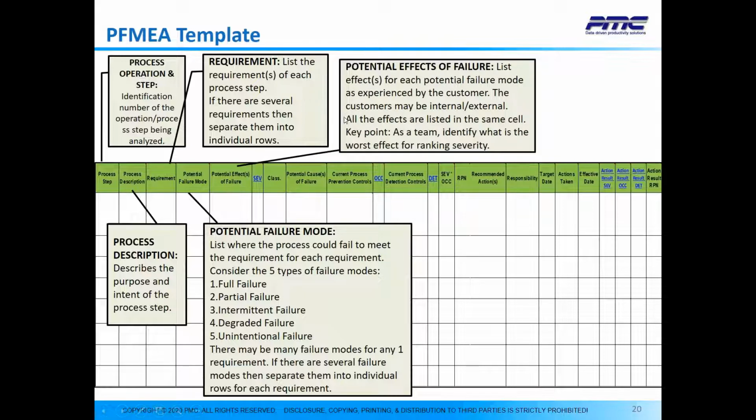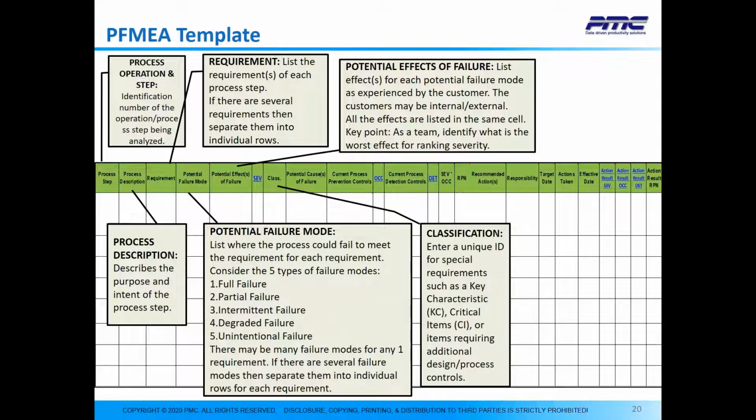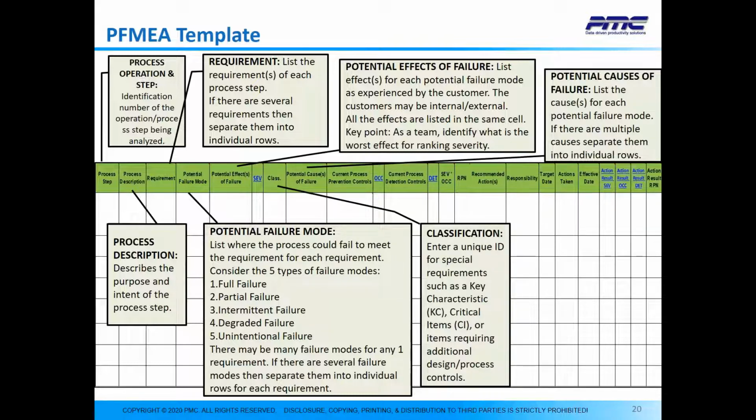The next one is the effects. You have to list the effects for each potential failure mode as experienced by the customer. The customers may be internal or external. All the effects, in this case, are listed in the same cell. The key point is that as a team, you identify the worst effect for ranking. So unlike the requirements and the potential failure modes, we put all the effects in one cell, and we take the worst case to be used for the ranking on severity. The classification, I talked about it earlier, KC and CI.